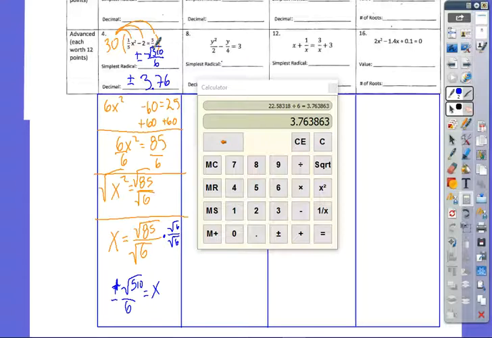Okay. Yes, Sam? So I kind of did it the other way without multiplying by 30. I just solved it as it was. And that seemed to be quicker for the decimal. Okay.